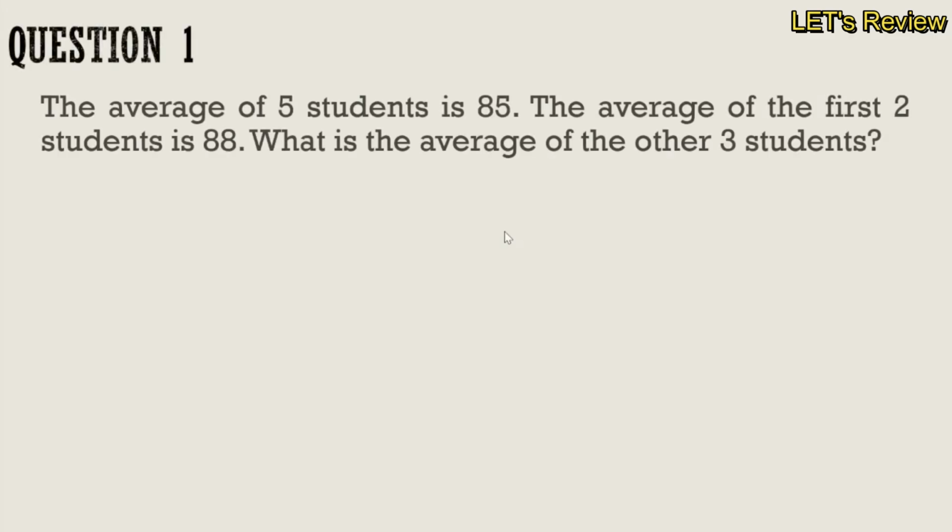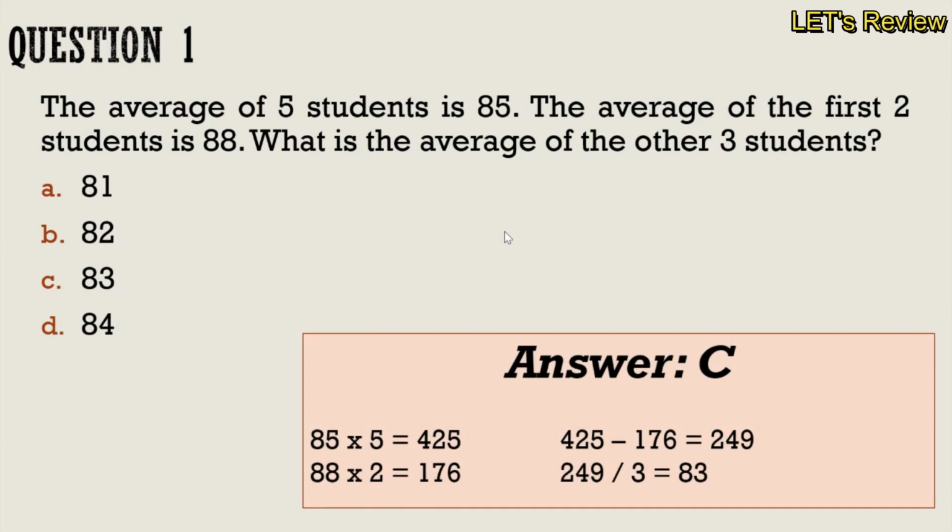Question 1. The average of 5 students is 85. The average of the first 2 students is 88. What is the average of the other 3 students? A. 81, B. 82, C. 83, D. 84. The answer is C. 83.